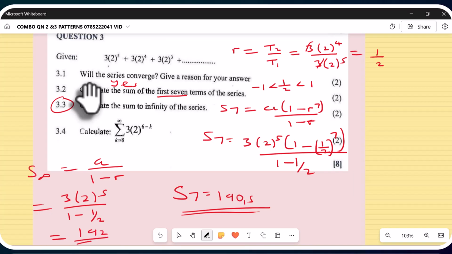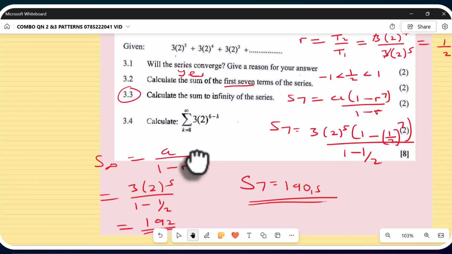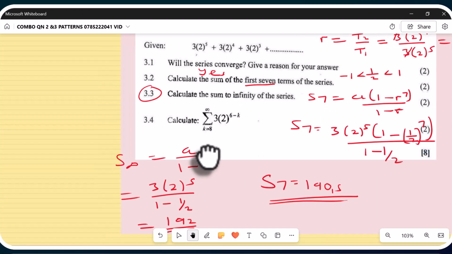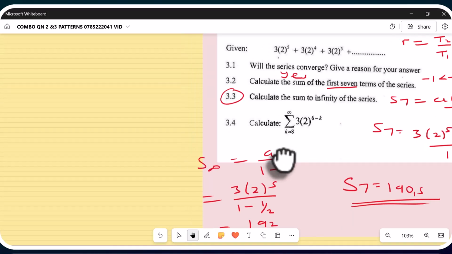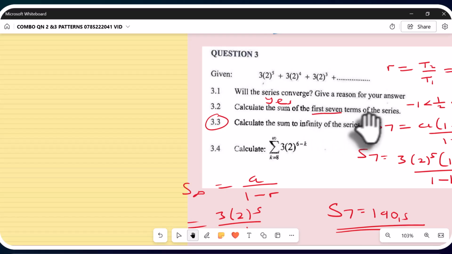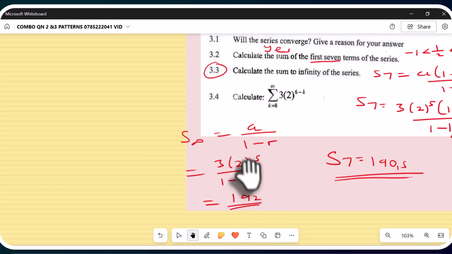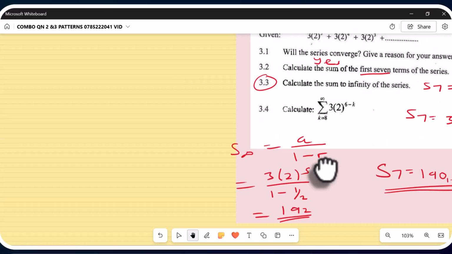So from here, because I know these values, therefore my summation of 3 into 2 to the power of 6 minus k up to infinity, from k equals 8, is going to be the difference: 192 minus 190.5, which gives us 1.5 as our answer here.